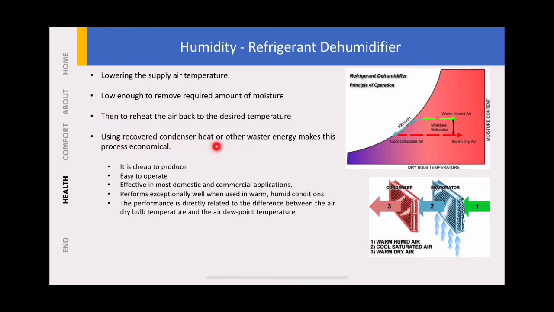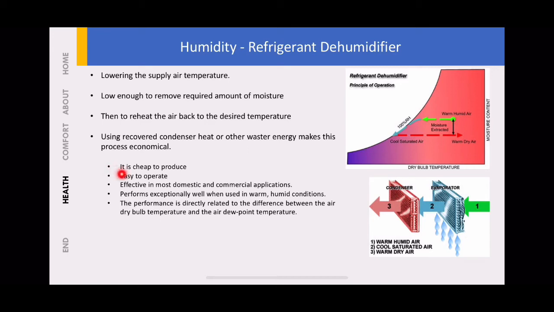Using recovered condensed heat or other waste energy makes this process economical. So to increase the temperature, sometimes you use a heating element, which is quite expensive compared to not using it at all. Or you can also use heat or other waste energy. Maybe the hot place that is inside the room, you supply into this and mix it into this air duct, or any waste energy. For example, if you have a space or a machine that has high speed air and also very hot and dry, you can supply it into this ducting system as well.